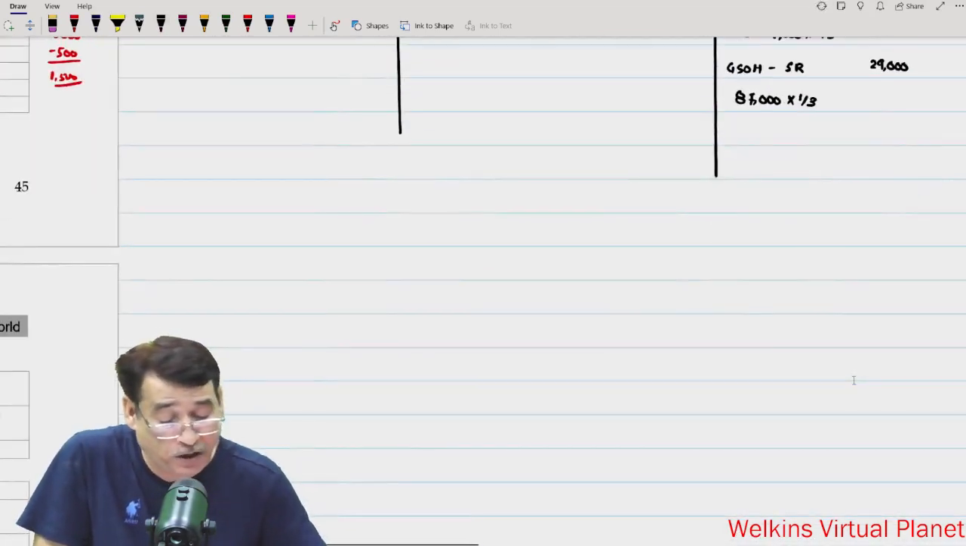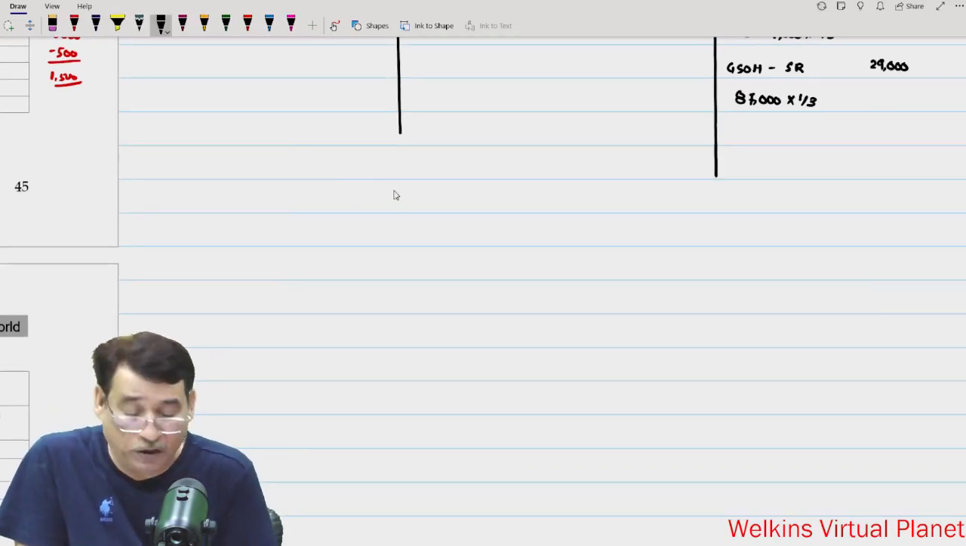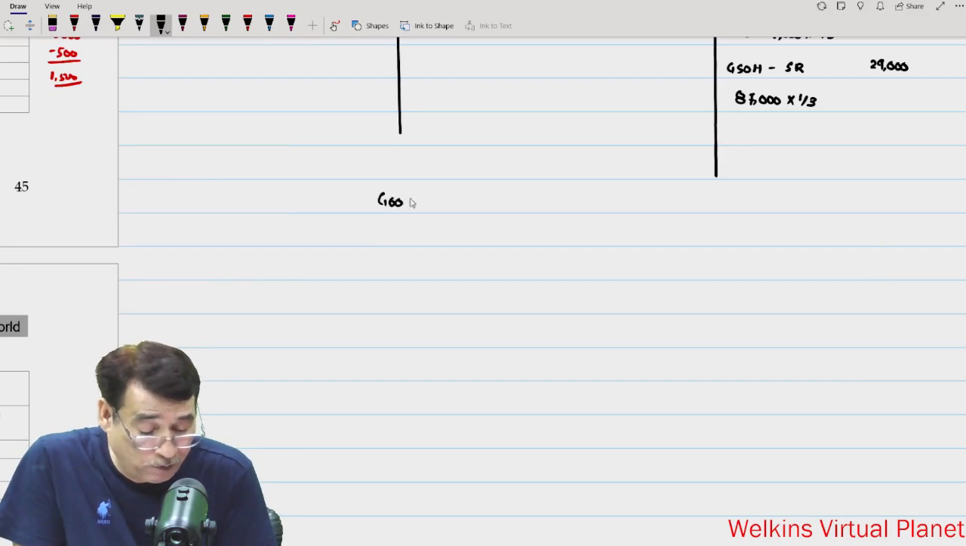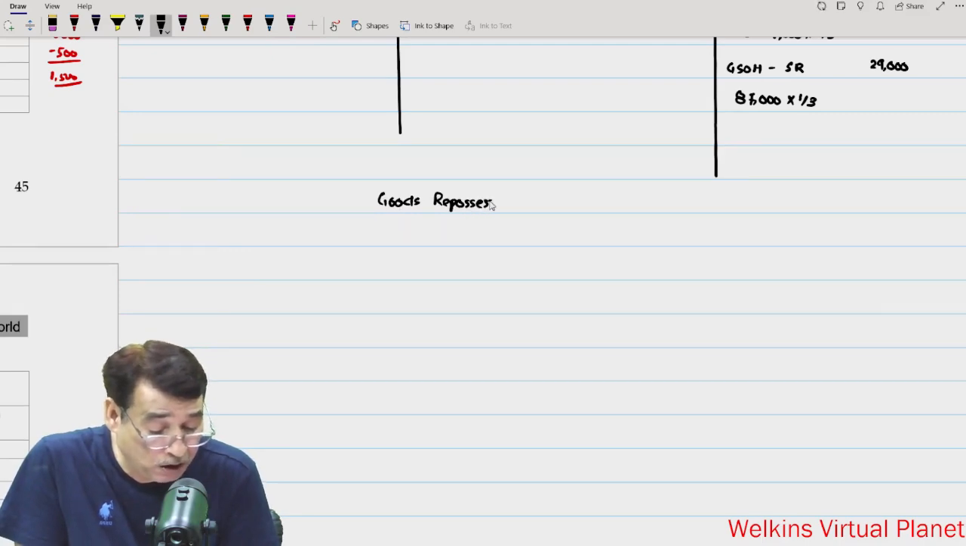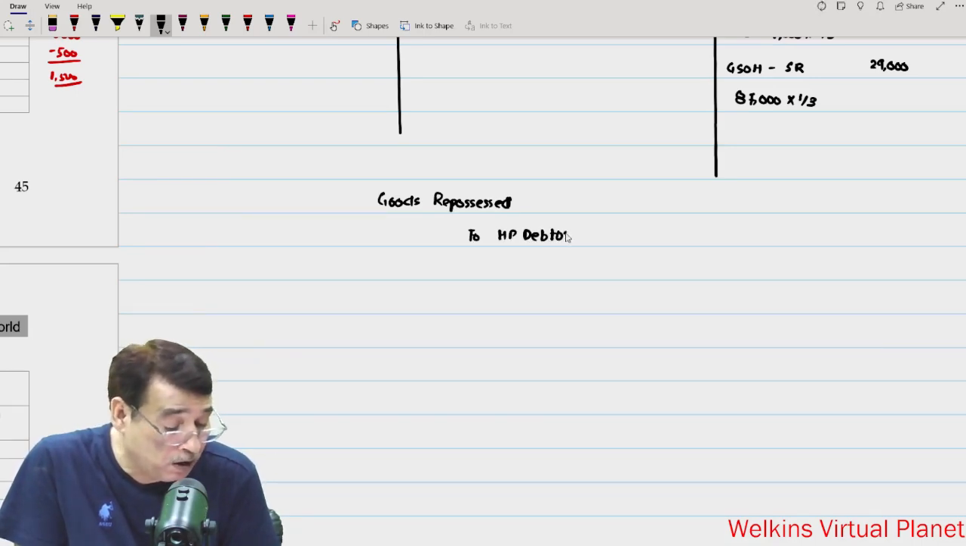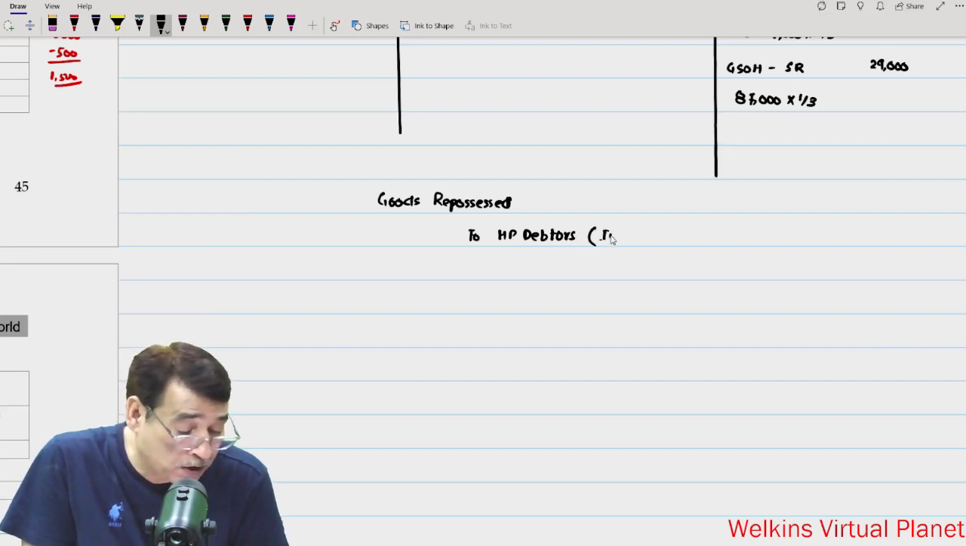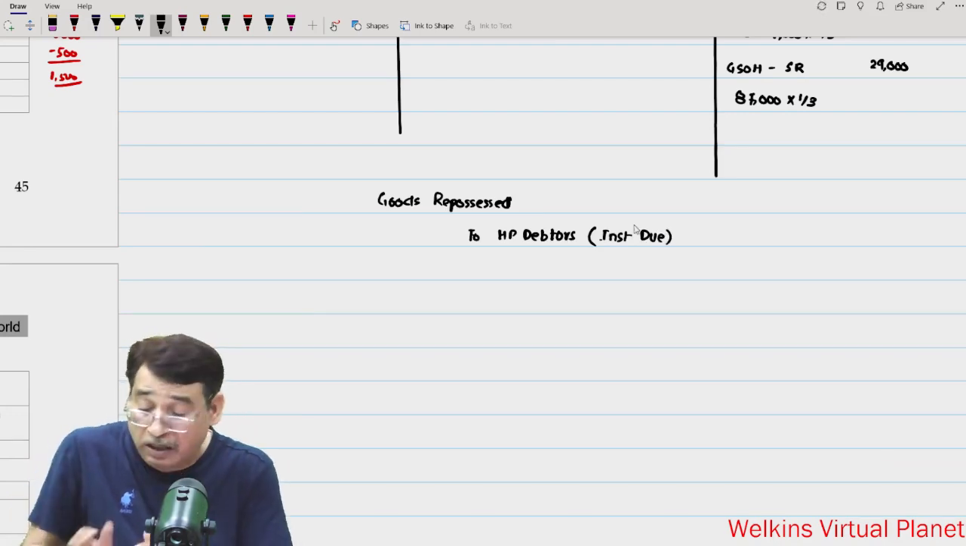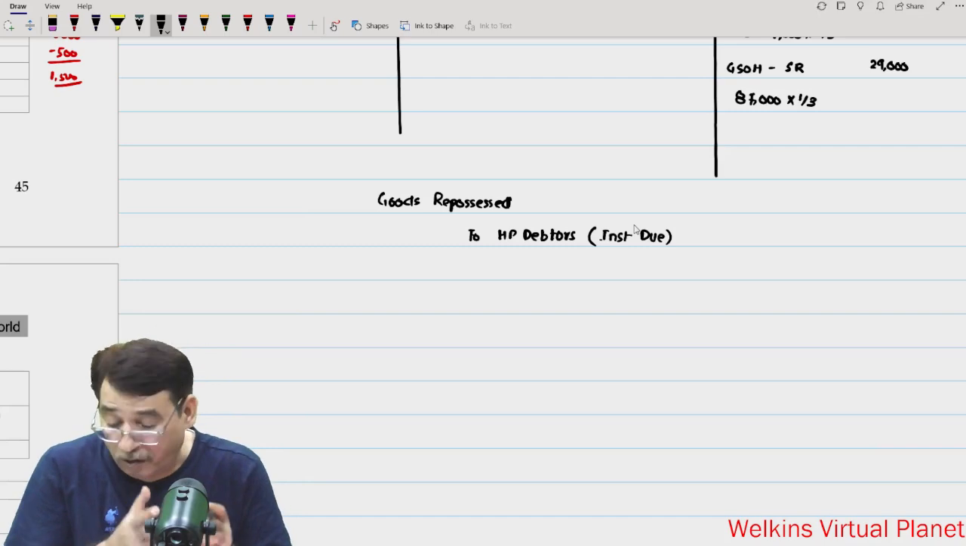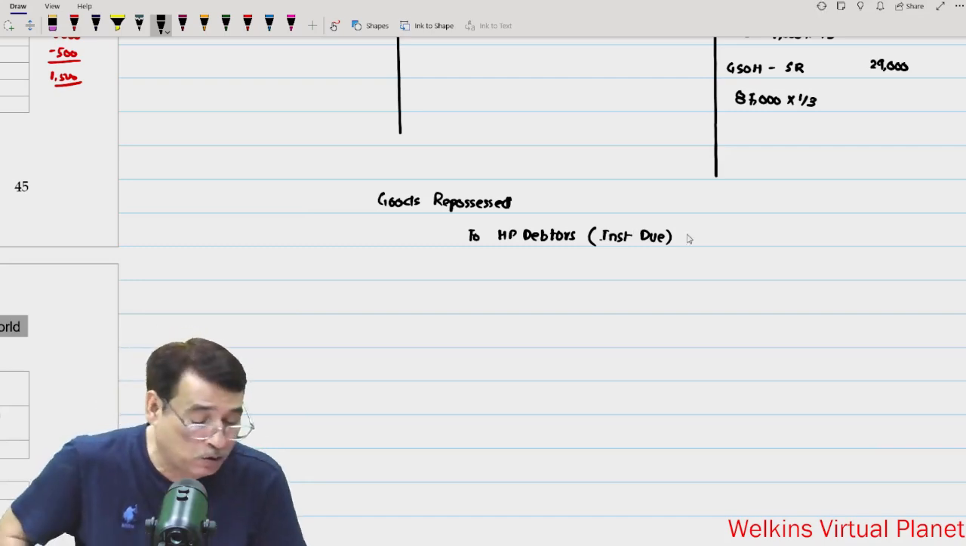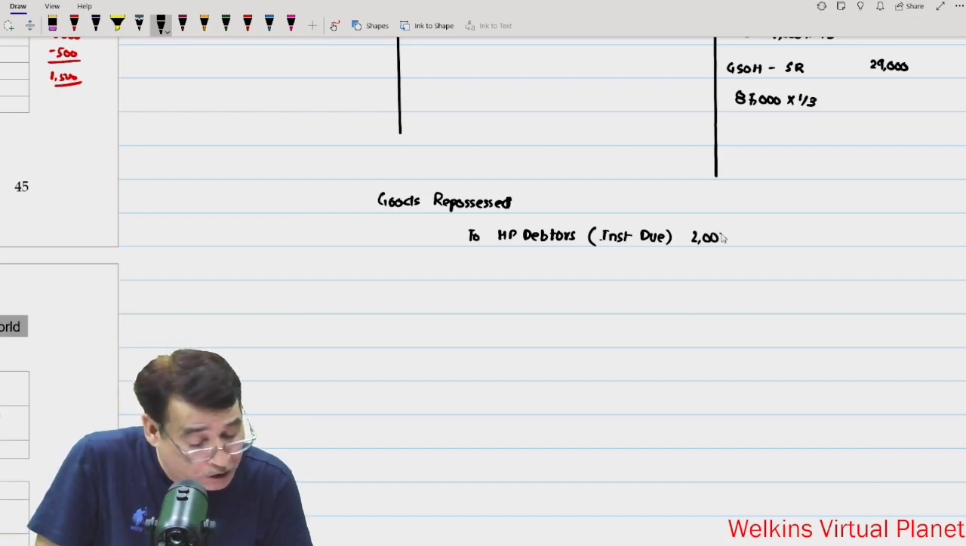This was the point I was trying to tell you. Whenever you are going to receive the goods, correct? First of all, you will write the entry goods repossessed account debit. Goods repossessed account debit. Two, higher purchase debtors account. Now it is very important, higher purchase debtors account will be credited with installment due only. However, in this particular case, it is clearly written in the question that goods which you are repossessing, the installment due was 2,000. So entire amount 2,000 will be credited to higher purchase debtors.